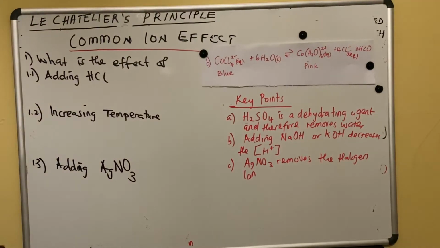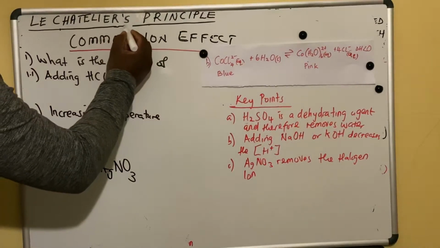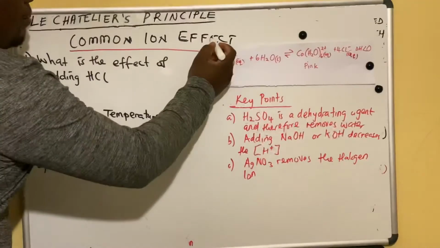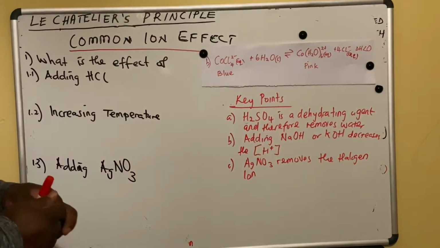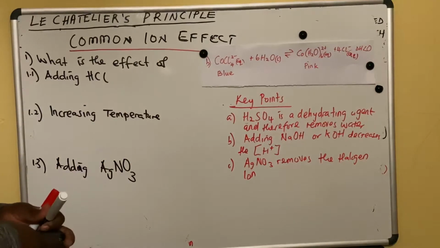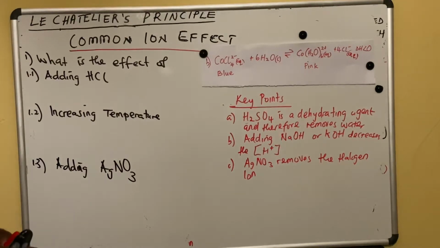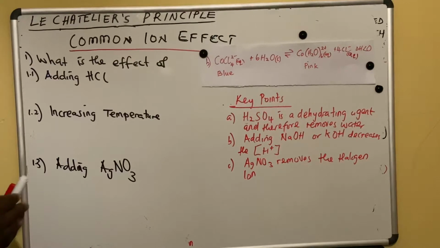Right, hello guys. So we are still continuing with Le Chatelier's principle. Just a recap, we said Le Chatelier's principle states that if the conditions of a system in equilibrium, conditions such as temperature, pressure, and concentration, are changed, the equilibrium is going to be disturbed. So when the equilibrium is disturbed, what does it do? It counteracts the disturbance, it opposes the disturbance, and then it re-establishes a new equilibrium.